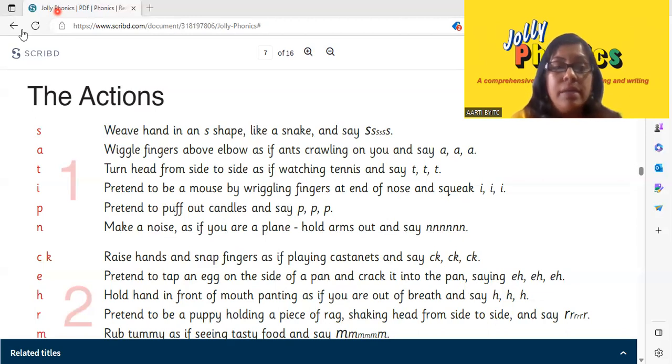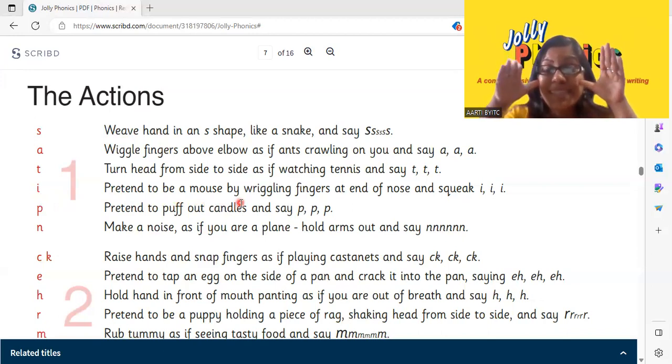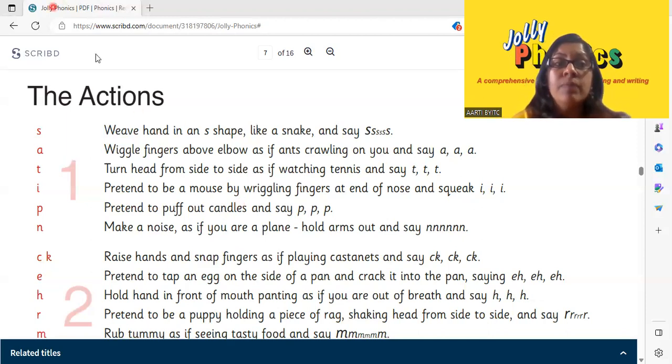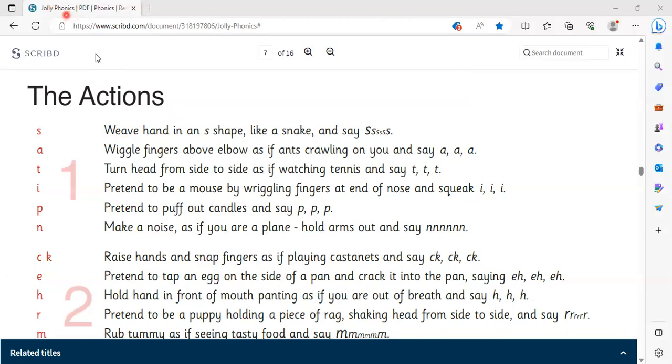Now coming to letter I, the next one. Pretend to be a mouse. Now I am acting like a mouse, by wiggling the fingers at the end of the nose, or you can keep them on your cheeks, and you have to squeak, i, i, i, because you are pretending as if you are a mouse. What is the sound? Inky the mouse is my pet, isn't it? So i, i, i.